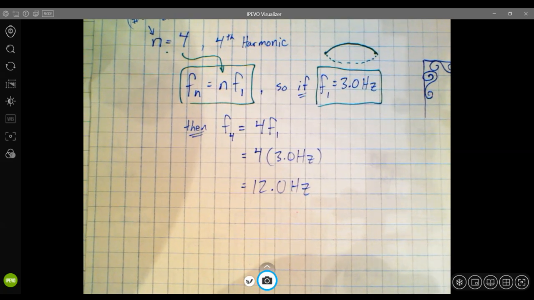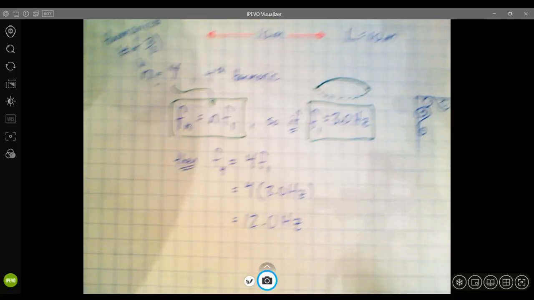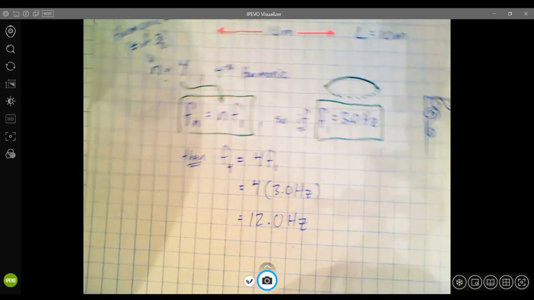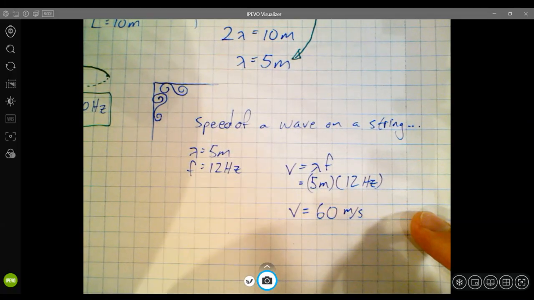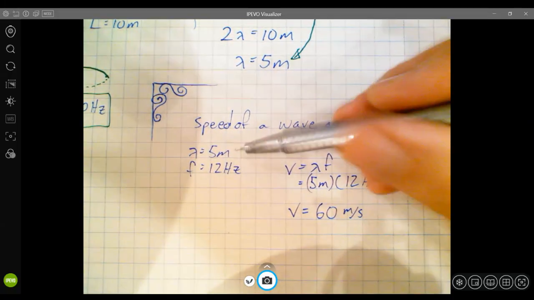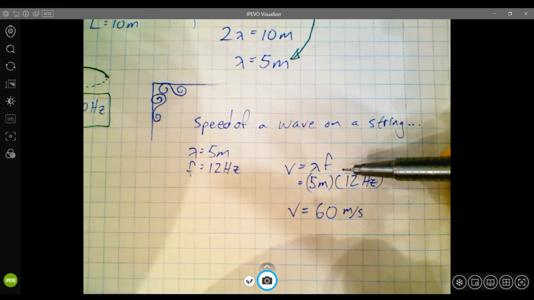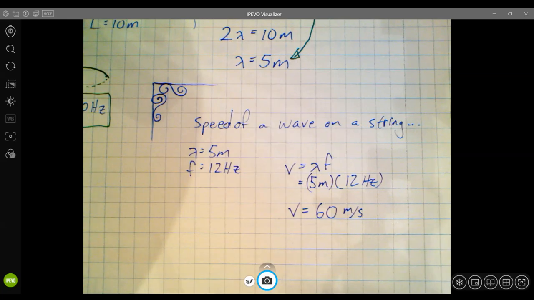Now, if we bring together the wavelength of 5 meters and the 4th harmonic frequency of 12 hertz, then we could calculate the speed of the wave on this string. Wavelength is 5 meters, frequency is 12 hertz. V equals lambda f, that's the universal wave equation from earlier. And so the speed of the wave traveling up and down this string must be 60 meters per second. So we're tying things together here.